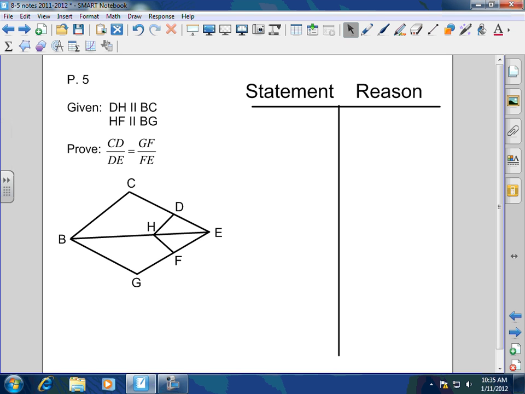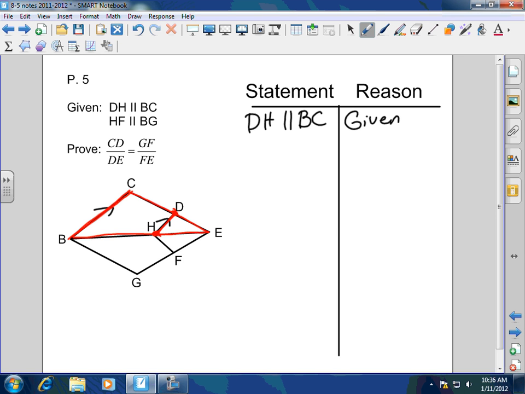Okay? Very simple. First thing they tell you is that DH is parallel to BC, which is given. So let's investigate that fact. DH is parallel to BC. So isn't this side splitter? Look at this triangle right here. Isn't DH parallel to CB? Isn't that parallel to one side, but it intersects the other two sides? So isn't that side splitter?